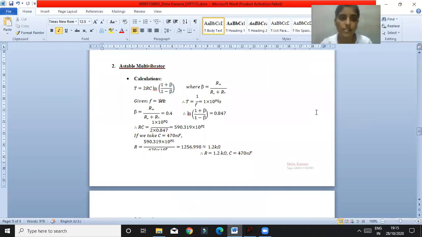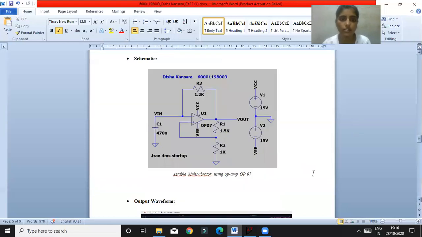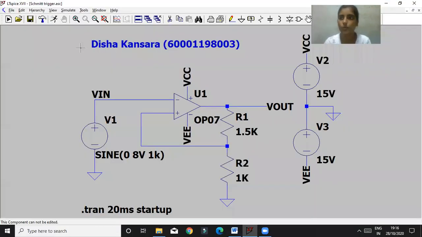So let's see the next one, which is the astable multivibrator. For this, I have already written the calculations, where my T is equal to 2RC ln((1+beta)/(1-beta)), where beta is R1 upon R1 plus R2. So my frequency is 1 kilohertz. So I get the RC value, which is 590.319 into 10 raised to, yeah, so the capacitor value is 470 nanofarad, and I get the value of the resistor, which is 1.2 kilo ohms. So this is my circuit of the astable multivibrator. Let's check the output for that.